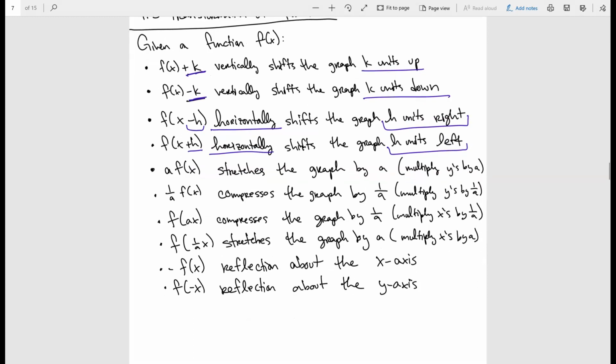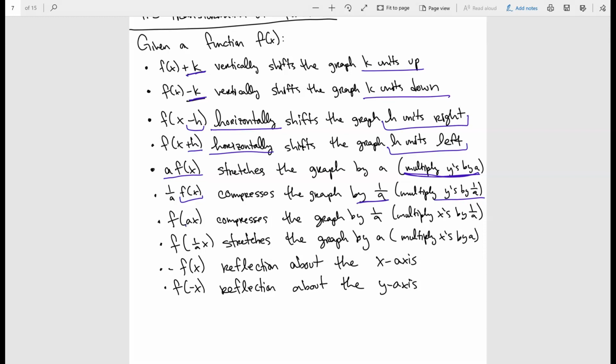When it's outside, it's still going to do the same thing. Here, think about f of x being the y value. So basically, I'm stretching the graph, so I'm multiplying the y values by a factor of a. Here, when you divide by a, or you're multiplying by a fraction, you're compressing the graph by a factor of 1 over a. So you're multiplying all the y values, which is basically the f of x, by a factor of 1 over a. So you're compressing it.